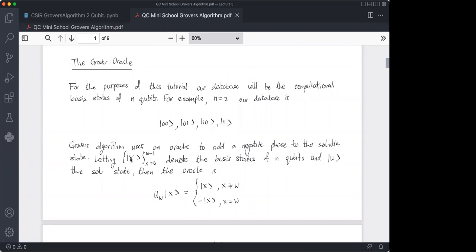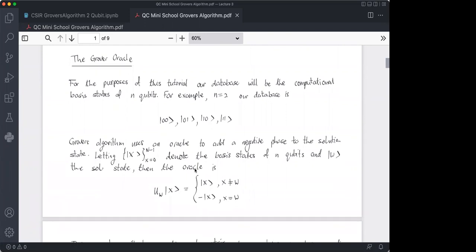But effectively, if we write down our basis states in this notation here, where x goes from 0 to n-1, and then we convert those decimals to integers, we get each of these computational basis states. And if we denote the winner as w, and that's one of these basis states, then the oracle is some unitary operator such that when it acts on each of the basis states, it leaves it unchanged if it's not the winner, and it adds a minus sign to the state that is the winner, or the solution state.